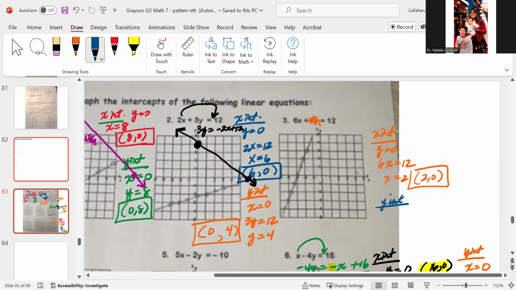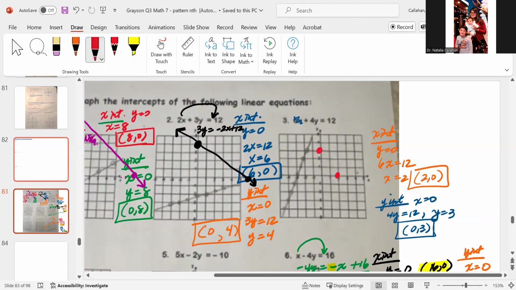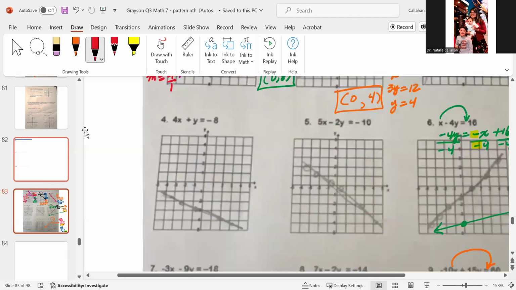Y-intercept. What's your y-intercept? Perfect. So it's 0, 3, right? Yeah. Okay, so then we have 2, 0, and then 0, 3. So it should be this line like this, correct? Is that what you have? Right. Okay, now let's take a look at number 4.